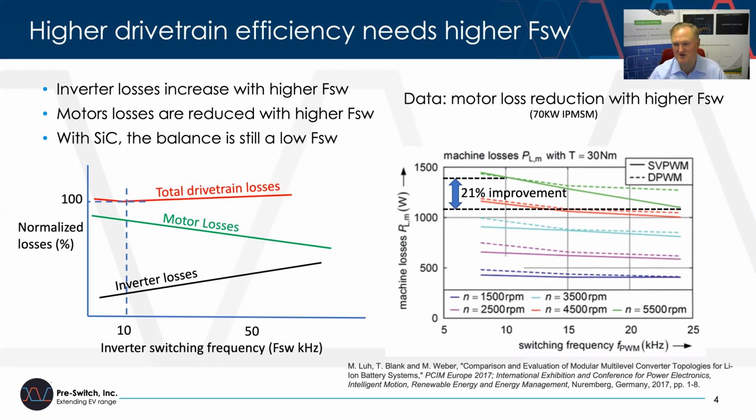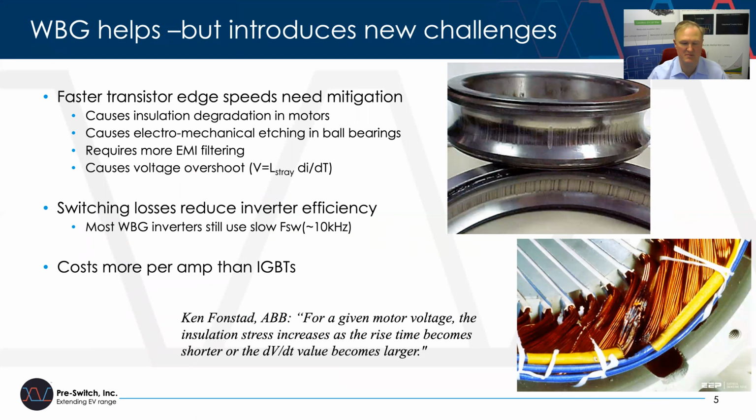There was an article that was generated in Nuremberg for the PCIM conference in 2017, which showed the improvement that could be had by making the switching frequencies faster, irrespective of the inverter efficiencies. So you can see in this case, at high RPM, the improvements are substantial, up to 21%, by going from 10 kilohertz switching frequency to a 25 kilohertz switching frequency. What we're going to show you is that we can move this switching frequency curve all the way out to 100 kilohertz and beyond with no impact to the inverter efficiencies. But before we do, let's talk about wide bandgap.